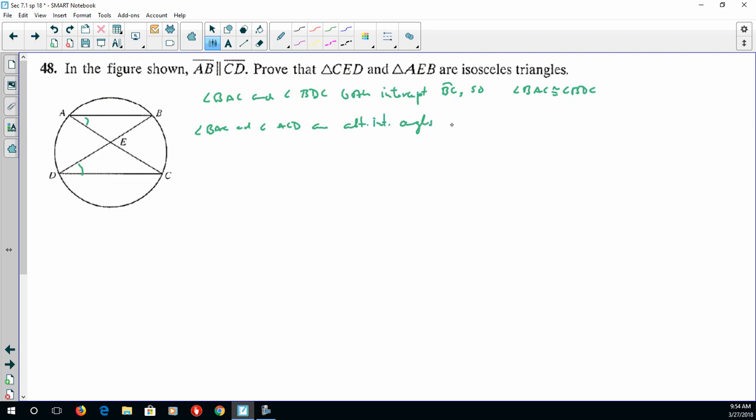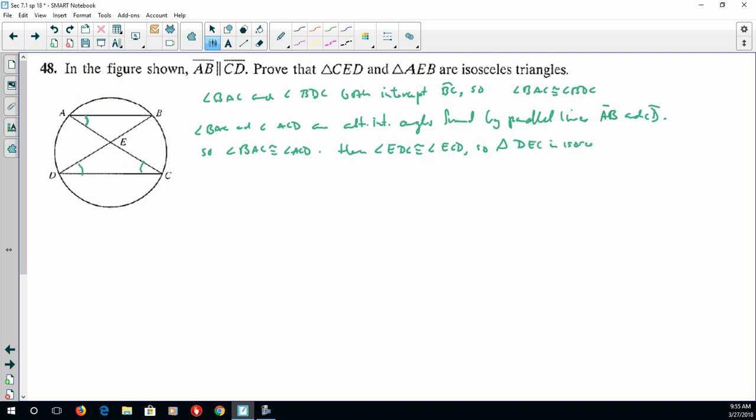So angle BAC is congruent to angle ACD. So this angle and this angle are congruent. Hence, renaming them now, angle EDC is congruent to angle ECD. So triangle DEC is isosceles. We had this theorem back there: when you have a triangle where two angles are congruent, then the opposite sides are congruent, so it's going to be an isosceles triangle.